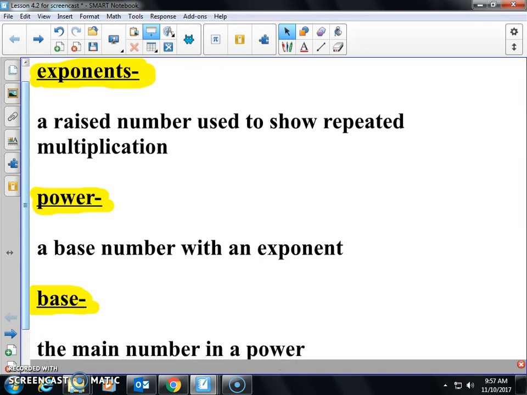So an exponent is when you have a number, let's say 4. The exponent is the number that's floating up high. Let's say we have a 3 floating up there. The fancy word is superscript. It's written up high. 4 to the third power. The 3 is our exponent, and that 3 is the raised number that shows repeated multiplication.